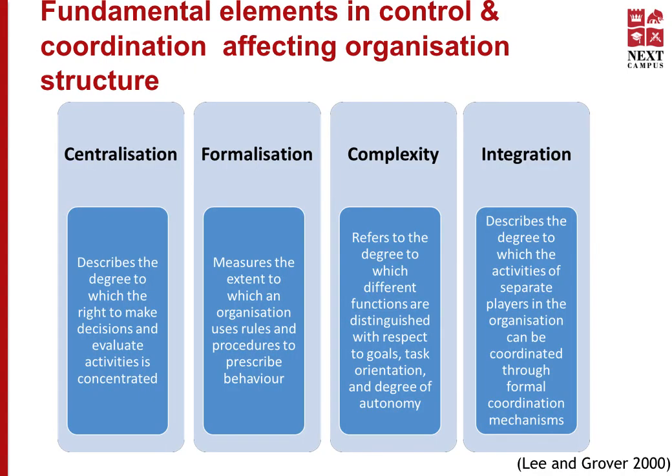According to Lee and Grover, there are several fundamental elements in control and coordination affecting organizational structure. These are centralization, formalization, complexity, and integration. Centralization is the degree to which the right to make decisions and evaluate activities is concentrated. Formalization measures the extent to which an organization uses rules and procedures to prescribe the behavior of their employees.